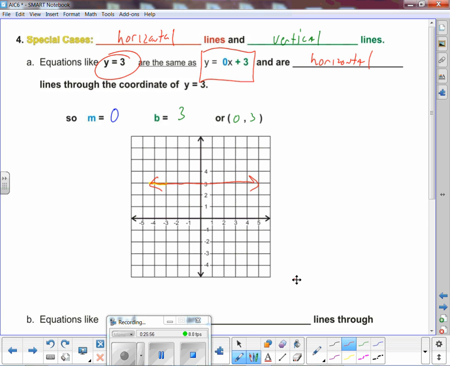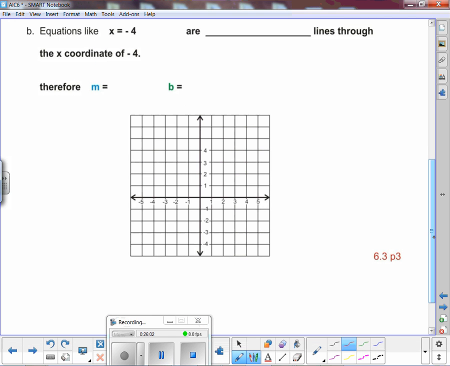Okay? So the second situation is a little bit trickier for you guys. This second situation is when it's x equals -4, x equals 1, x equals 10, x equals 37, x equals 6.2. These are vertical lines. And you just have to know that. My advice is graph these. You don't need graph paper. You can just sketch it. I'll show you that in a minute.